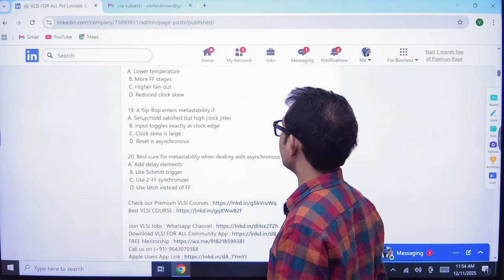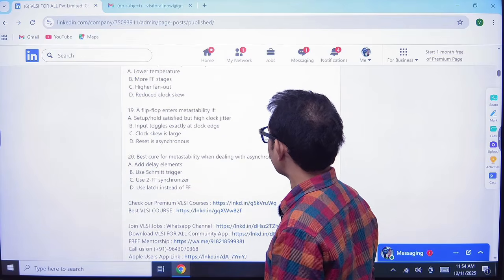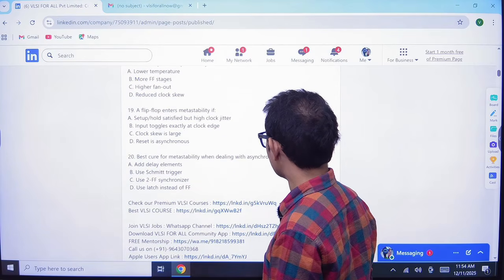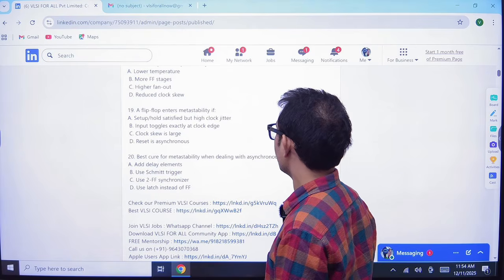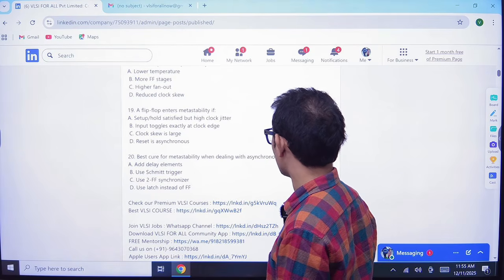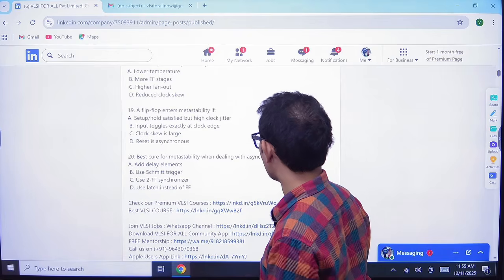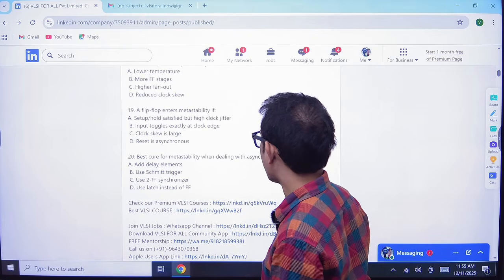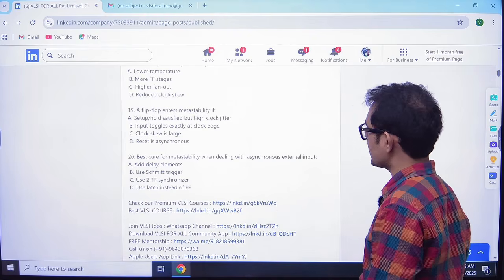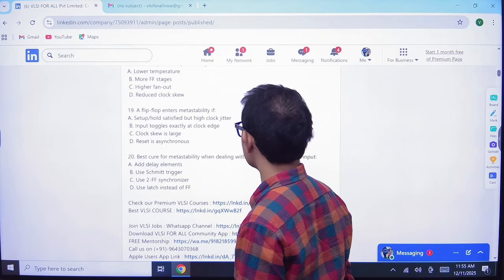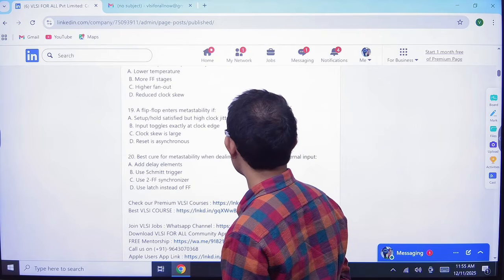A flip-flop enters metastability if setup time, hold time satisfied but high clock jitter, input toggles exactly at clock edges. No, okay. Clock skew is large, reset is asynchronous. B, I guess.